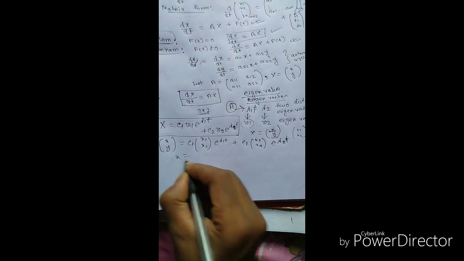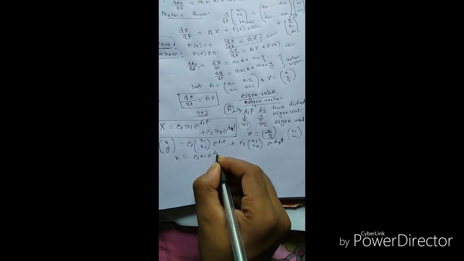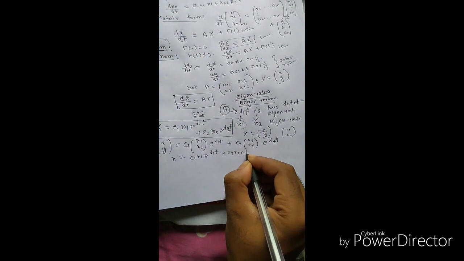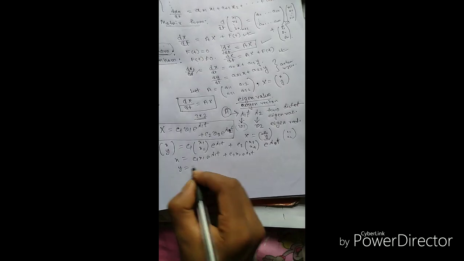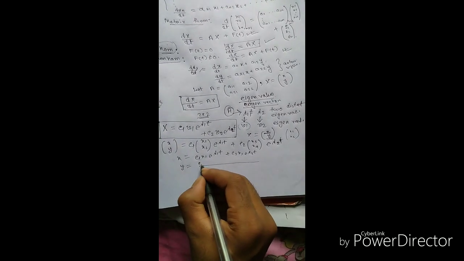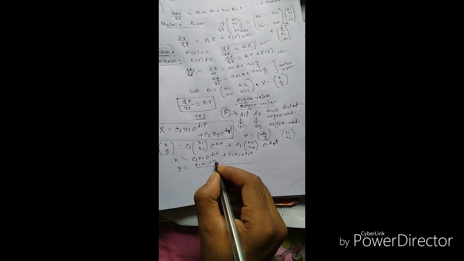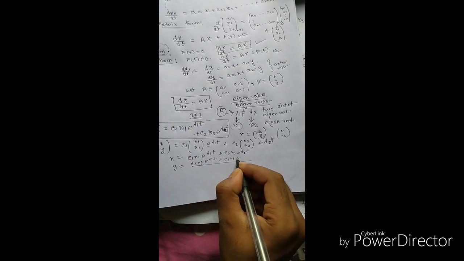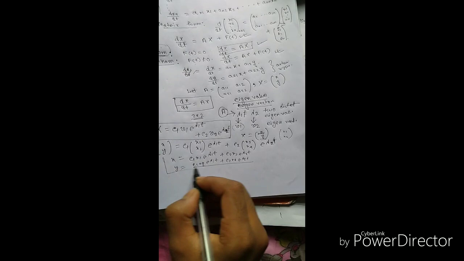So compare: x is c1 x1 e to the power lambda 1 t plus c2 x3 e to the power lambda 2 t, and y similarly is c1 x2 e to the power lambda 1 t plus c2 x4 e to the power lambda 2 t. So these are the general solution.